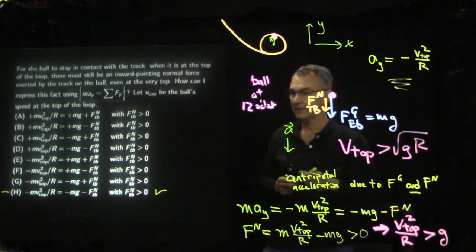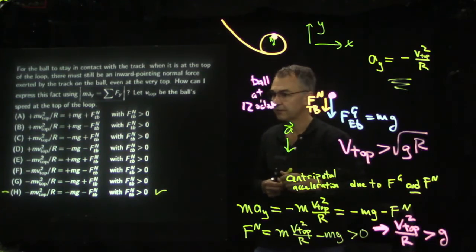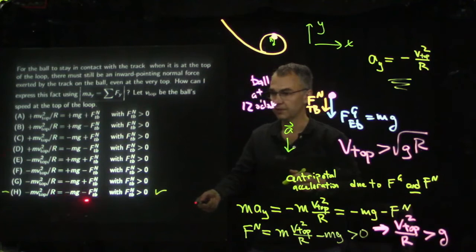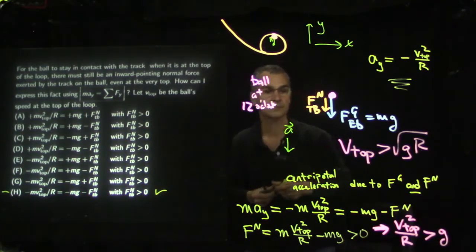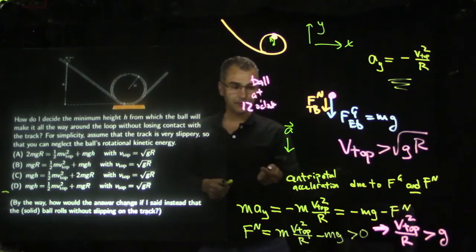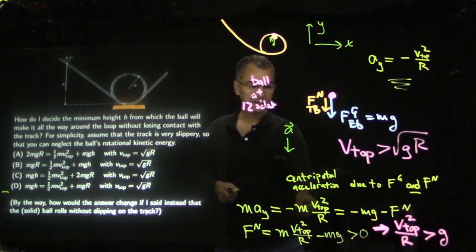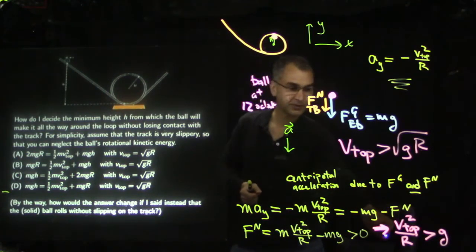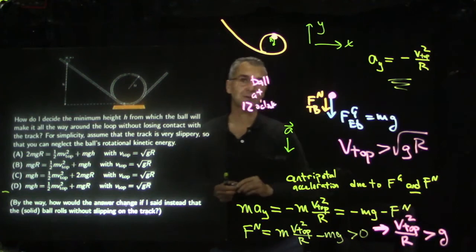I think I like h here, hotel. Minus m v top squared over r equals minus mg minus f normal, and you want f normal to be bigger than 0. So writing down F equals ma, and then solving for the statement that f normal is bigger than 0, tells you need v top squared over r to be bigger than g.